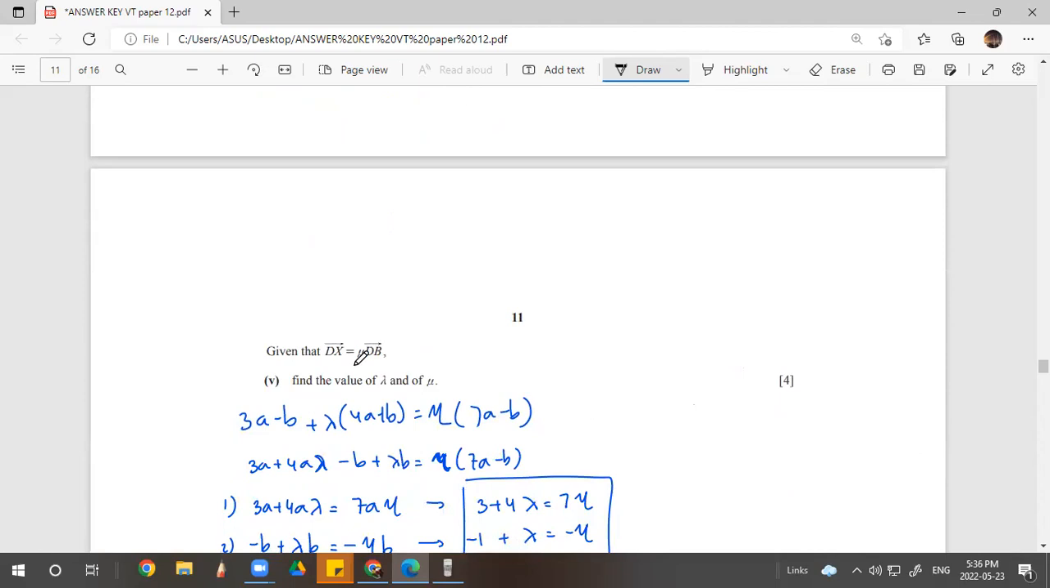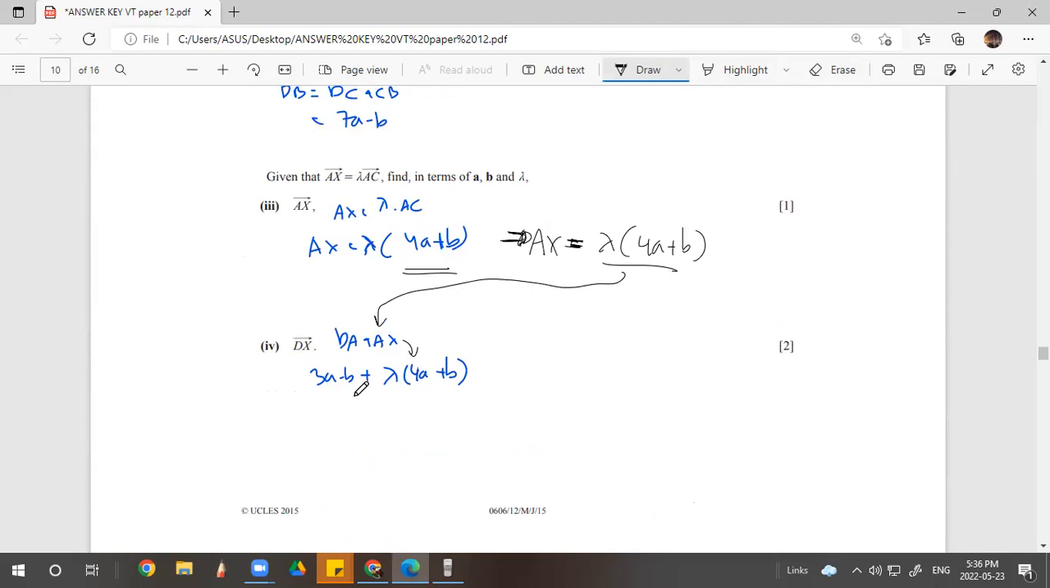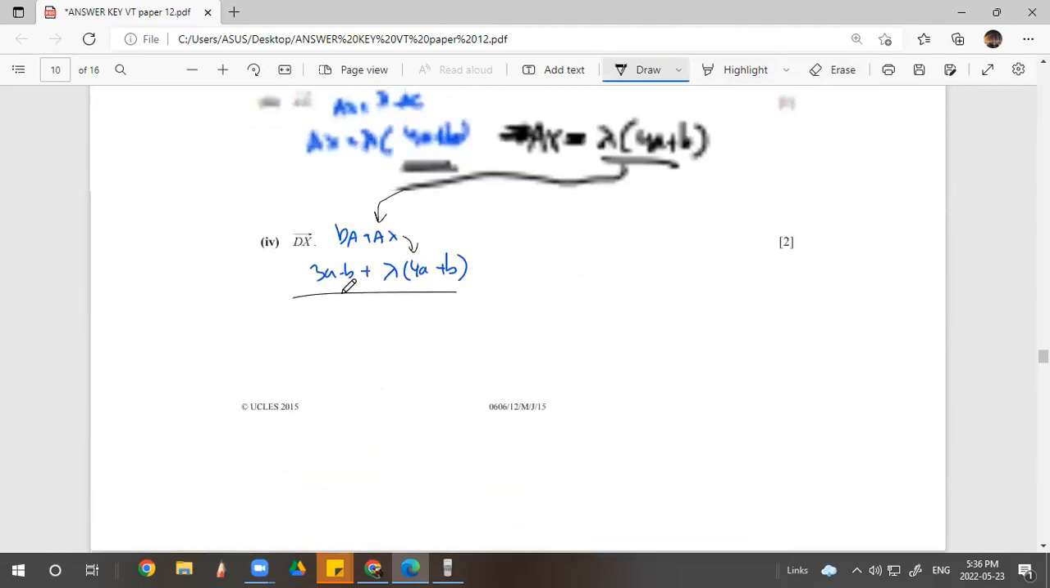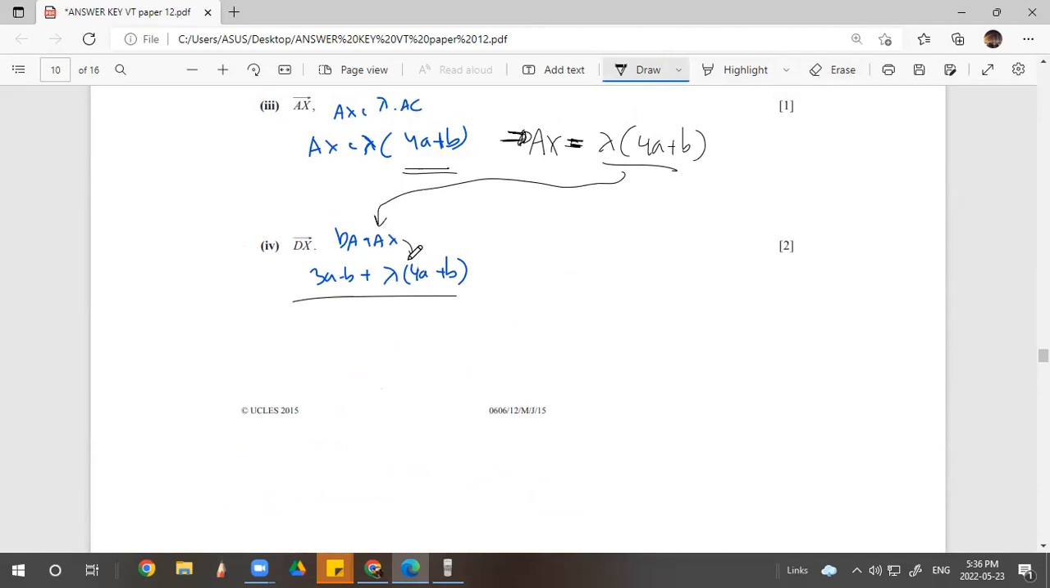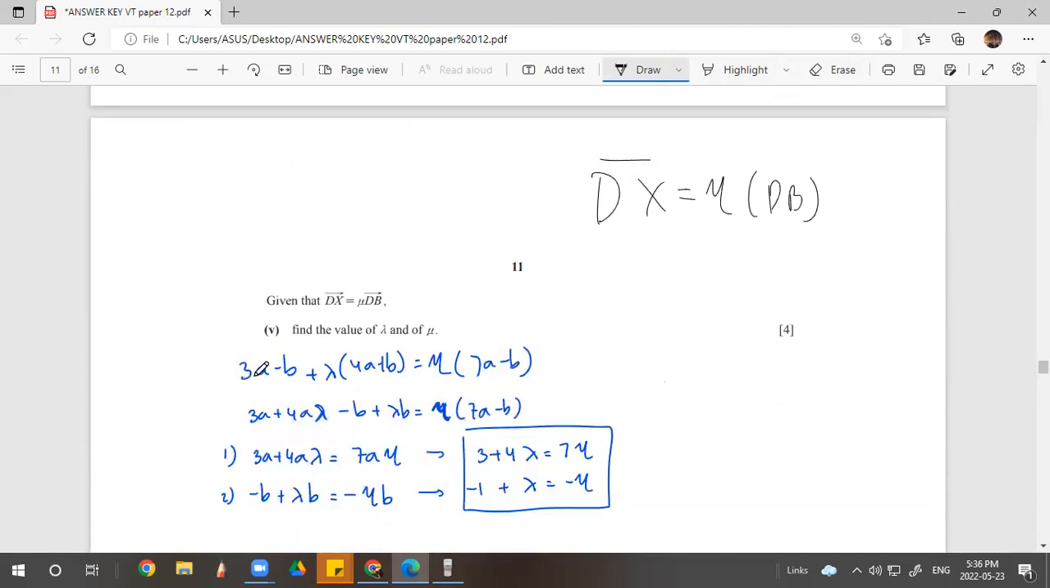Okay, next. Given that DX equals mu, right? I'll write it down one more time. DX equals mu. Wait, it's wrong. It's not supposed to be like that. Mu times DB. So what is DX? DX is already given. DX is here, right? 3A minus B plus lambda bracket 4A plus B. There you go. See, it's DX. I think I need to highlight to make it more easily seen. Here, it's the DX.